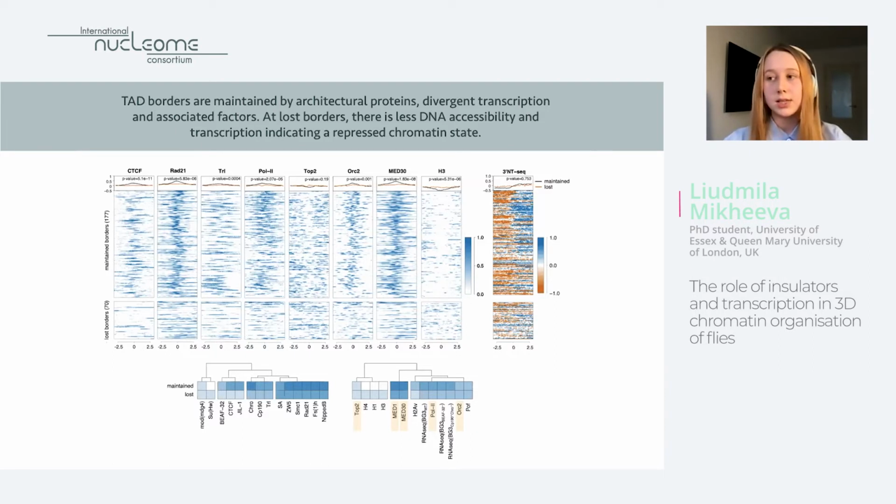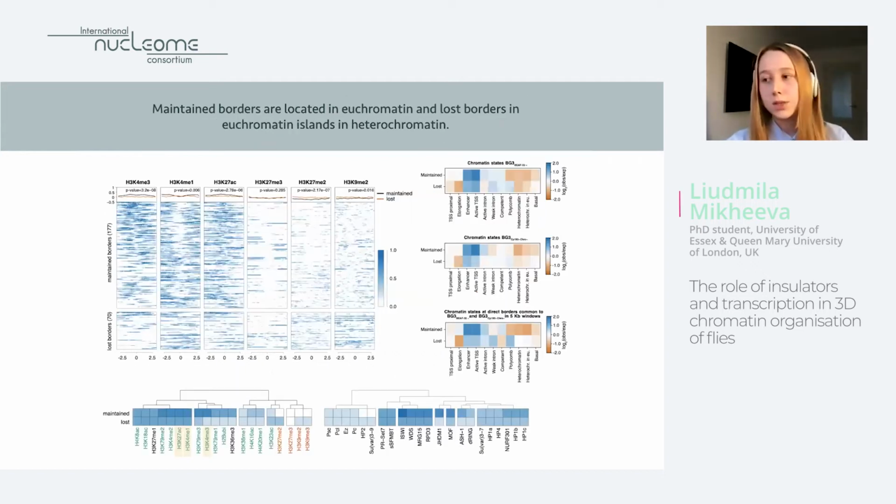In contrast, at lost TAD borders, there is less DNA accessibility and transcription, indicating that these borders are in a repressed chromatin state. So also we investigated the presence of histone modifications, and we found that the maintained borders are enriched with active promoters marked by H3K4 trimethylation, the enhancer mark H3K4 monomethylation, and together with H3K27 acetylation. The lost borders were strongly enriched mainly with signatures for heterochromatin and Polycomb.